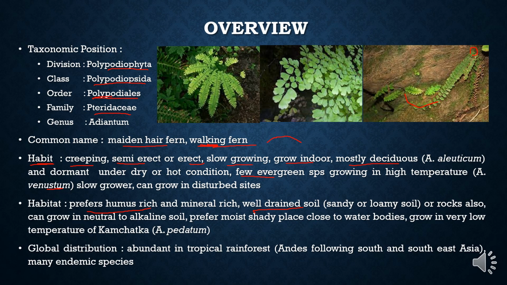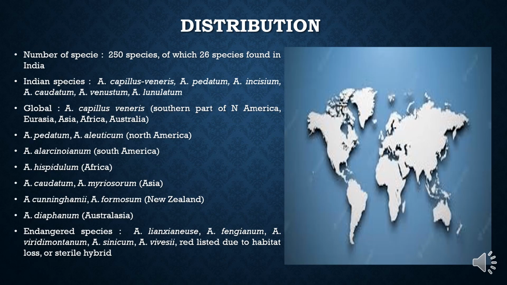Globally, it is mostly found in the tropical rainforest region. Especially, there are various species and many endemic species found in the Andes region and also in the islands of South and Southeast Asia. So total 250 species. In India we have only 26 species, and where I stay, that is in Gujarat, here we see only Adiantum philippense and Adiantum venustum.